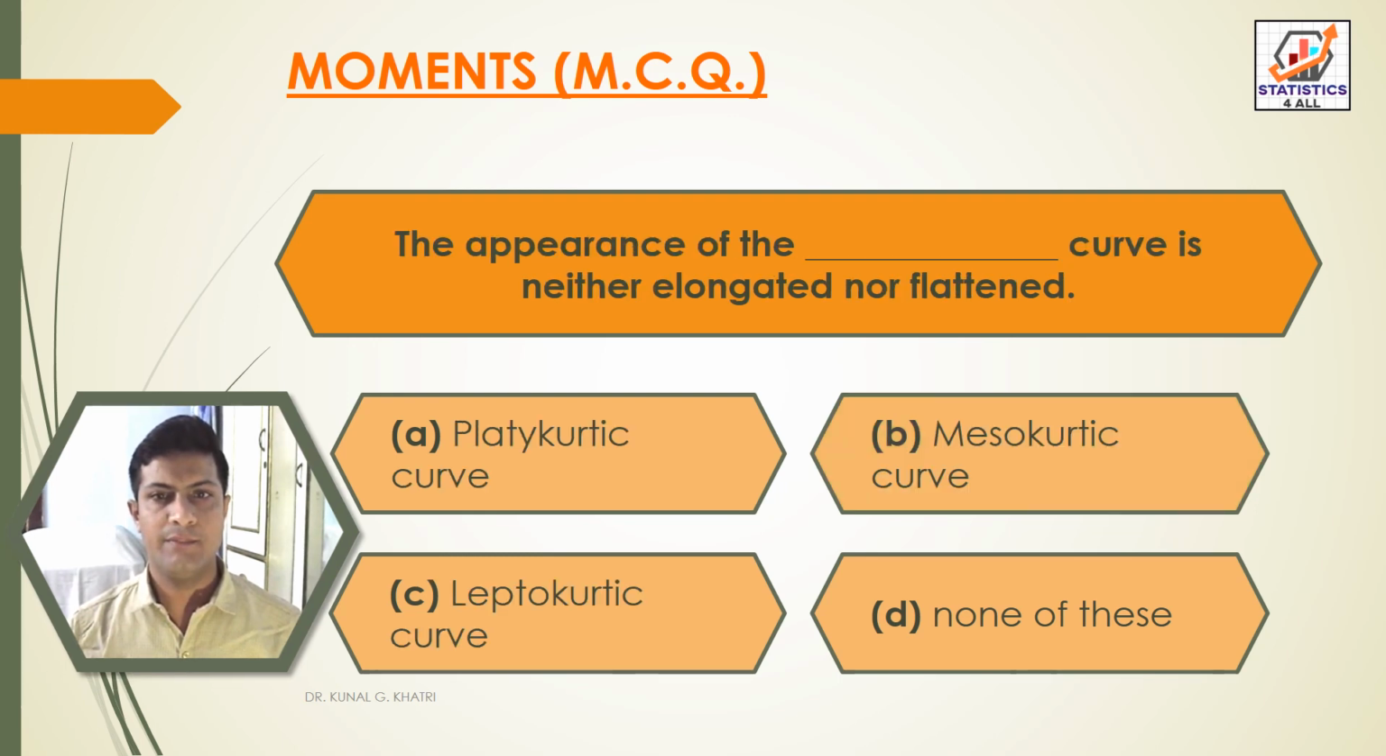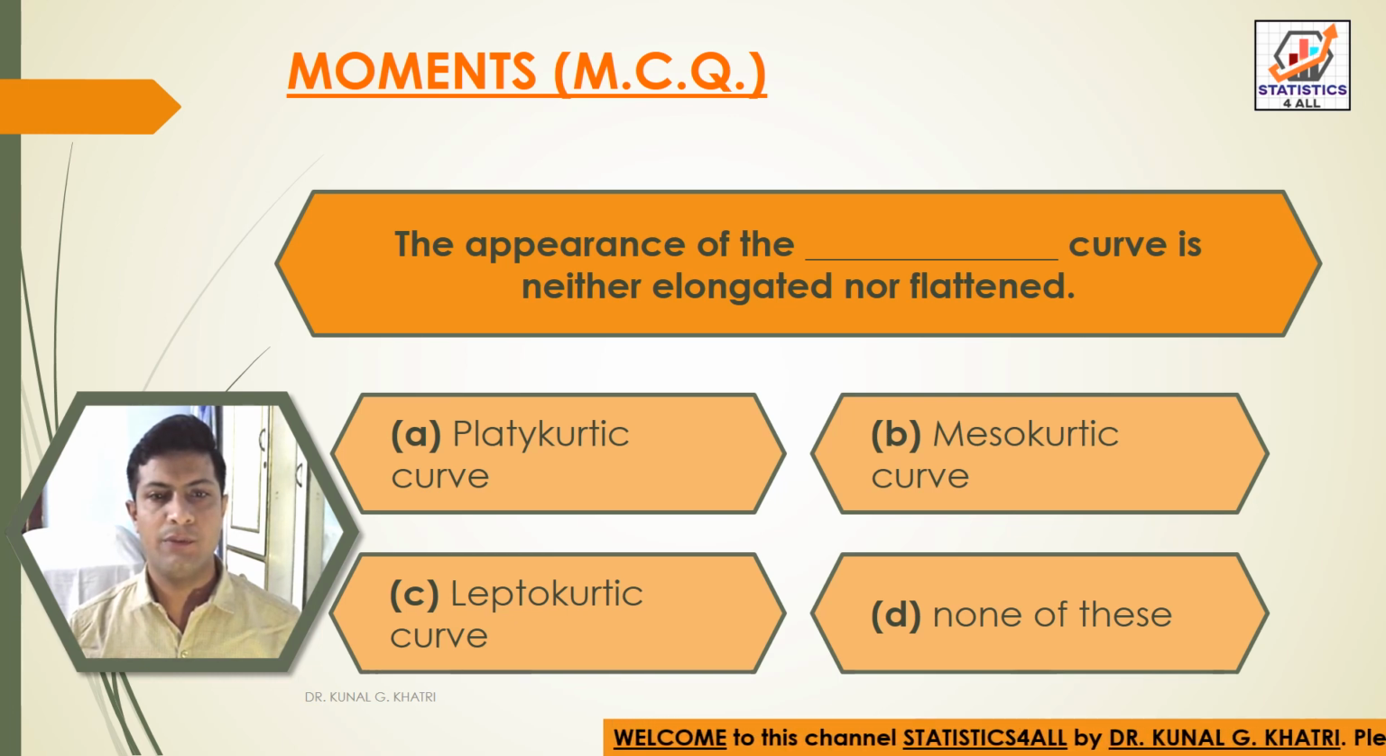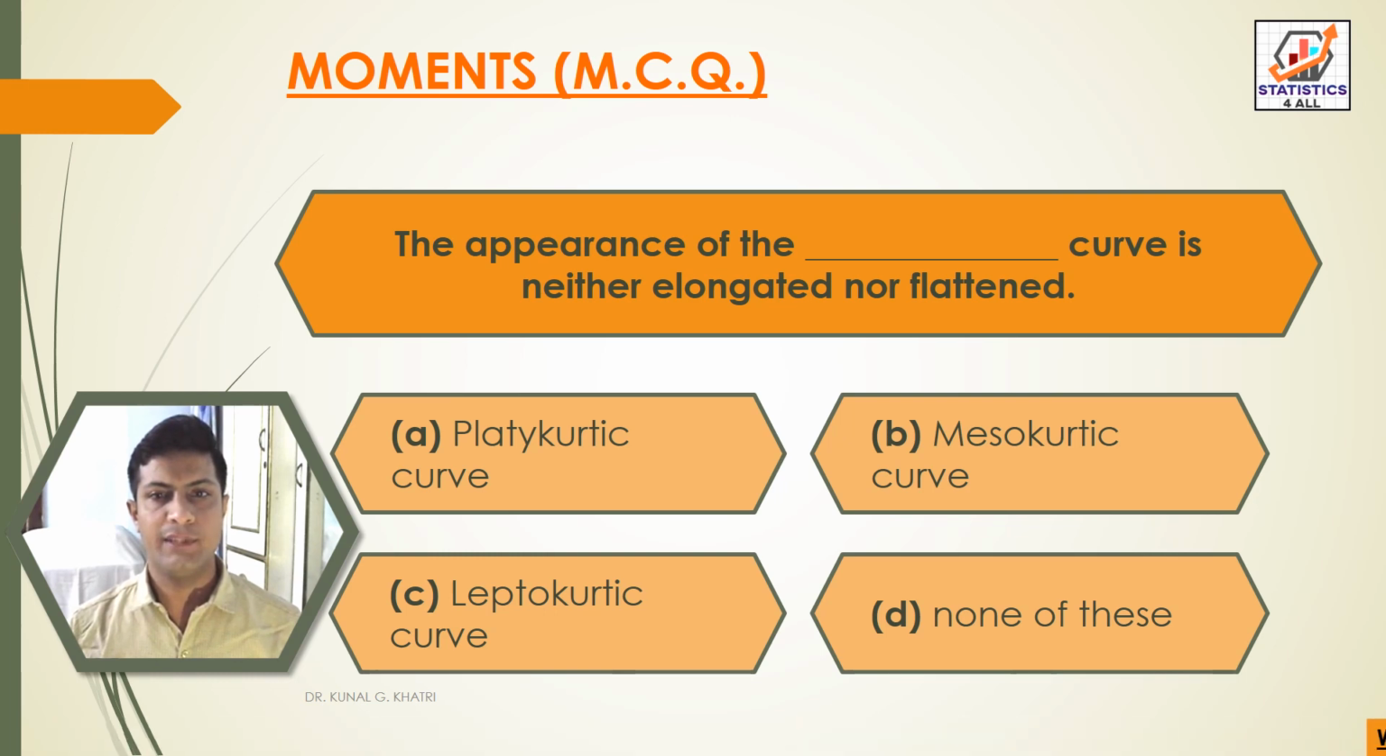Next question. The appearance of the dash curve is neither elongated nor flattened. Option A platykurtic curve, option B mesokurtic curve, option C leptokurtic curve, option D none of these. So here we have answer option B mesokurtic curve. The appearance of the mesokurtic curve is neither elongated nor flattened.